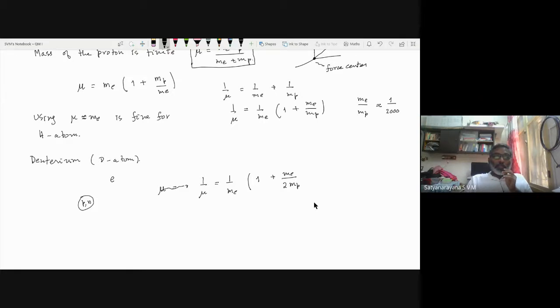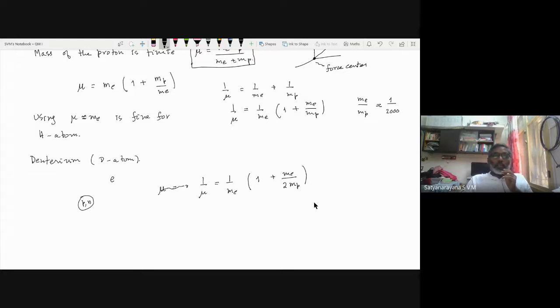So now 1 by mu is equal to 1 by me plus 1 by 2mp. Now what happens? This nucleus is even heavier than the previous one, right? So your mu will decrease, isn't it? Because me by 2 times mp is smaller than me by mp, correct? So me by 2 times mp is smaller than that. So this will be smaller.